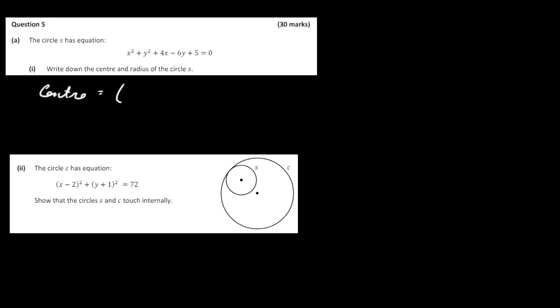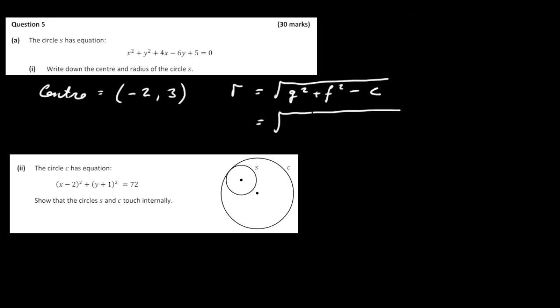is just going to be, you've got to take half the coefficient of x and change the sign, so it's minus 2. Half the coefficient of y, change the sign, so that's 3. So that's your center, and then the radius is given by the formula the square root of g squared plus f squared minus c. Okay, so g and f are the coordinates of the center, so this is minus g, minus f.